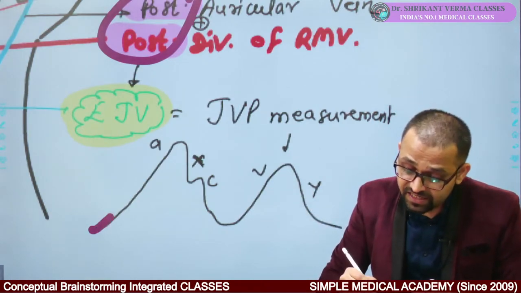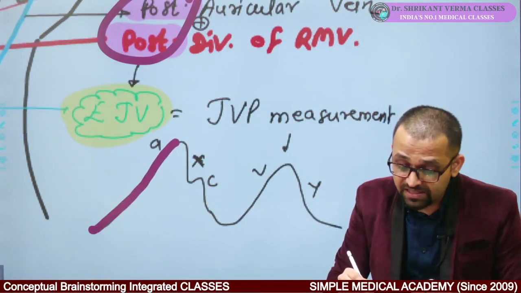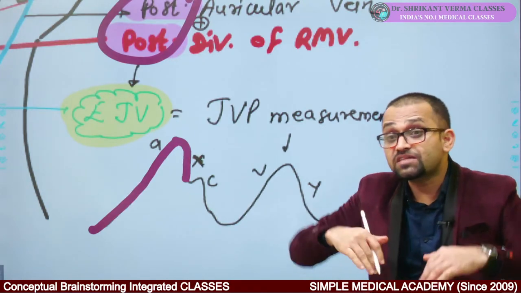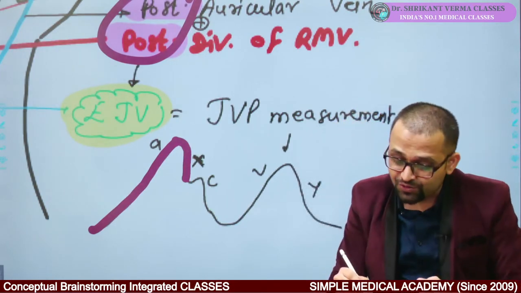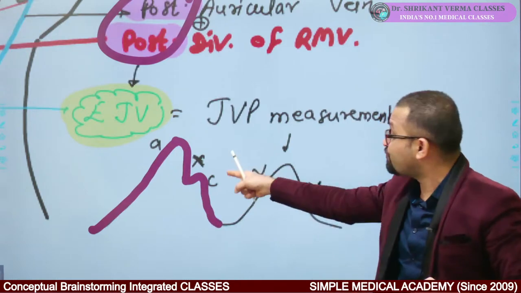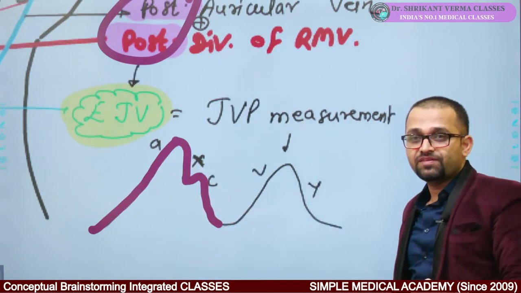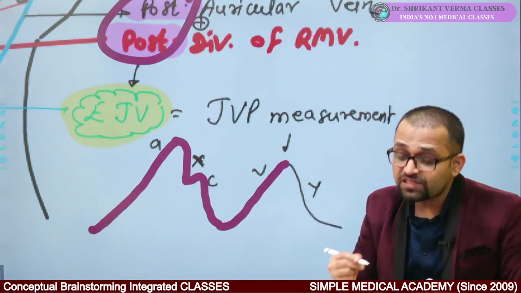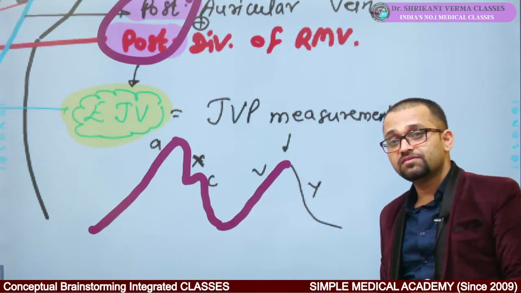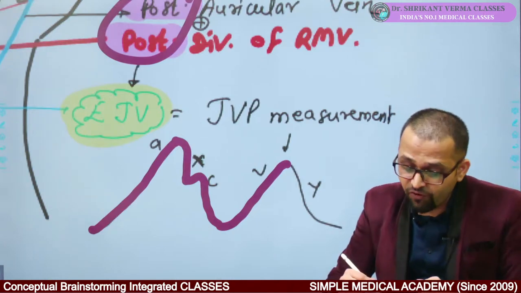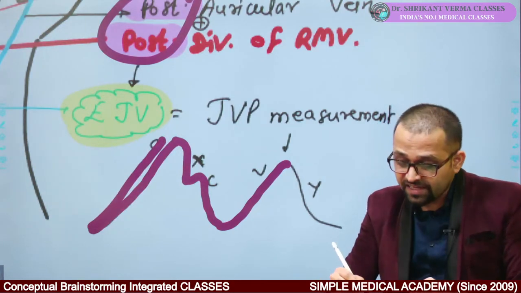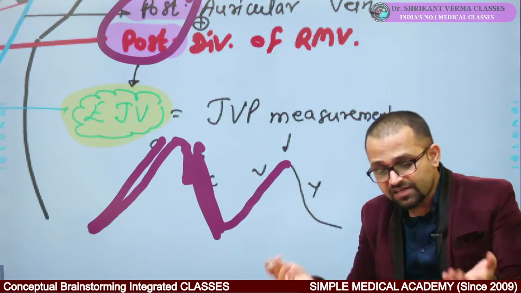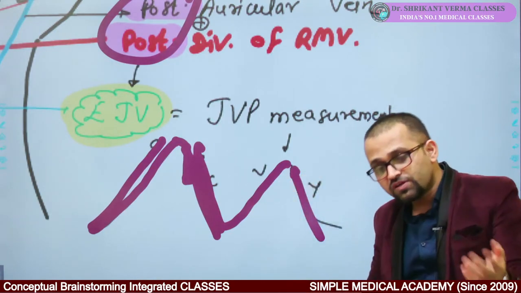So when there is an atrial contraction, A wave, but when there is an atrial relaxation, at that time there is a closure of the tricuspid valve. So remember C for closure. C for closure of the tricuspid valve. Yes, V for ventricular contraction. V for ventricular contraction, A for atrial contraction, and then descent. X is atrial relaxation, Y is ventricular relaxation.